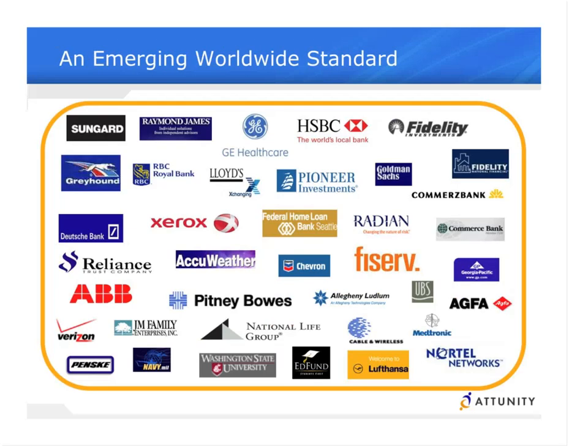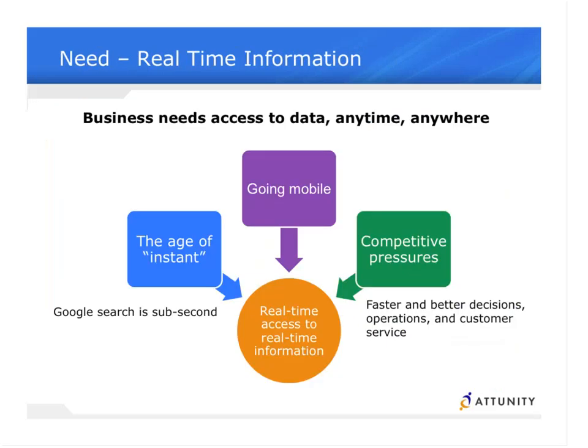When you look at the Attunity customer base, what you clearly take away is that it is very horizontal across the market. Everything from providing weather data to financials to healthcare to manufacturing. And we're very excited about the diversity of the customers we have and the many different things that they're involved in. So real-time information, what are we talking about?